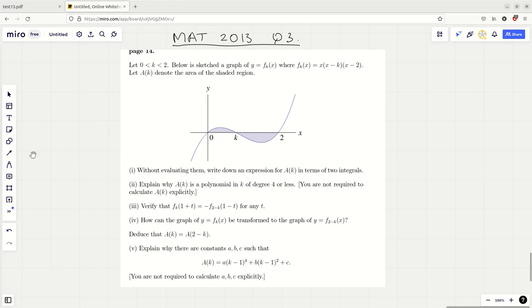Hello and welcome to another video, this time doing Math 2013 question 3. My thoughts on this question were, I like the geometry in it. I like this part, for example, when you're talking about graph transformations. I don't mind part 1.